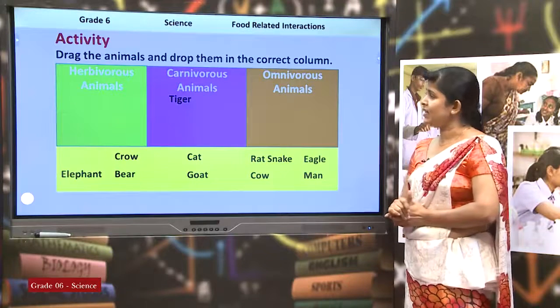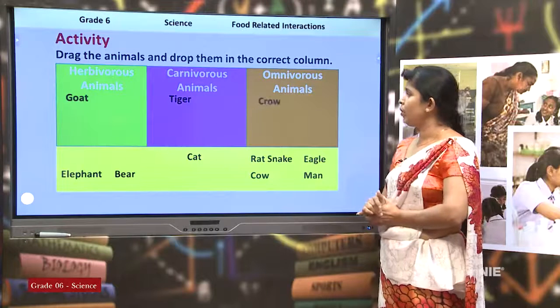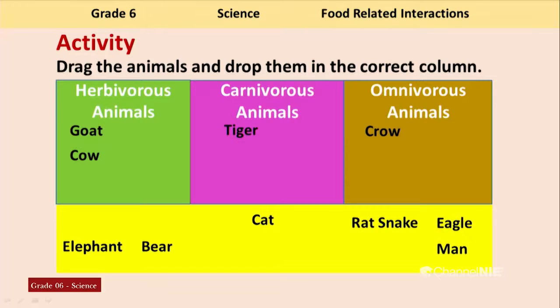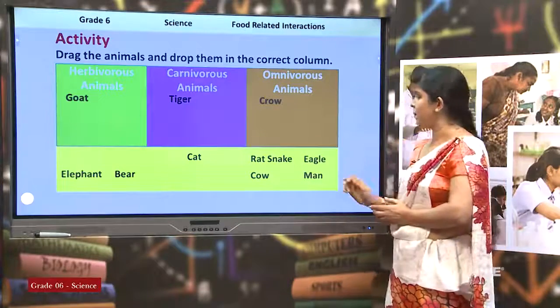Yes, the tiger went to its correct position. Tiger is a carnivorous animal. It totally depends on flesh of other animals. The goat depends on plant material like plant leaves. Then it is a herbivorous animal. Crow, when I started the lesson, I said to you that it eats anything around it. It is an omnivorous animal.